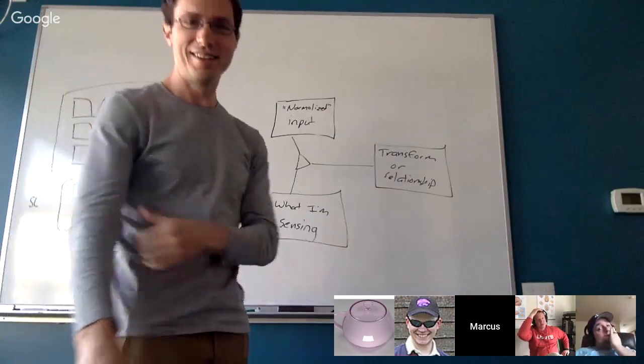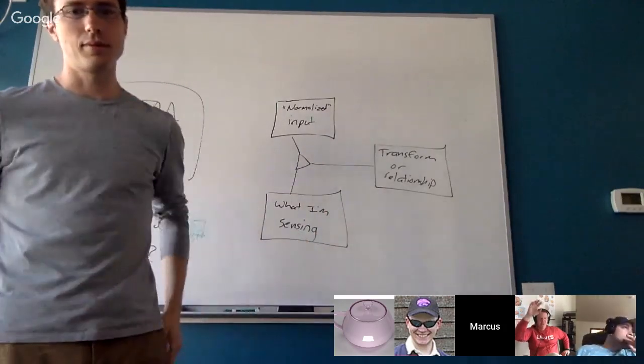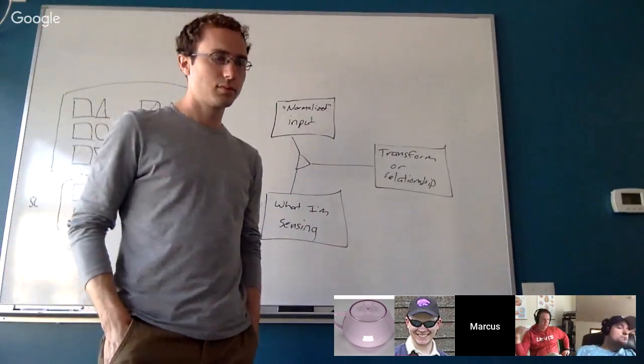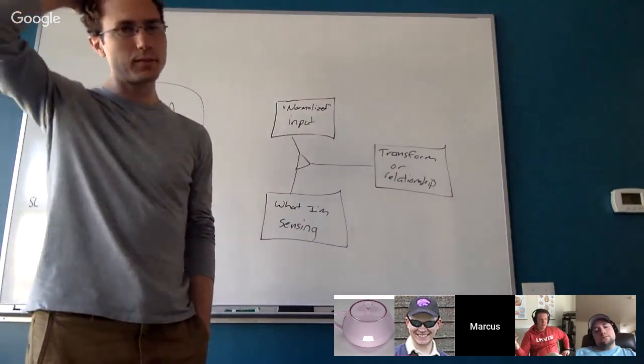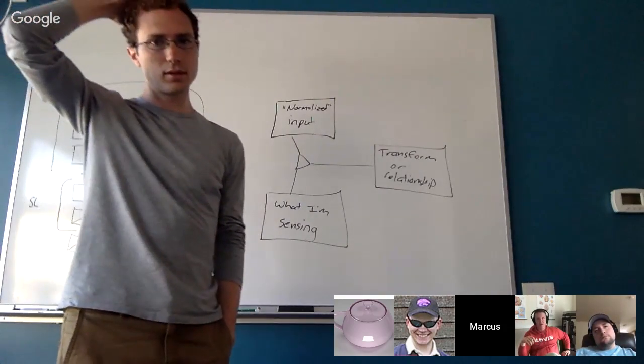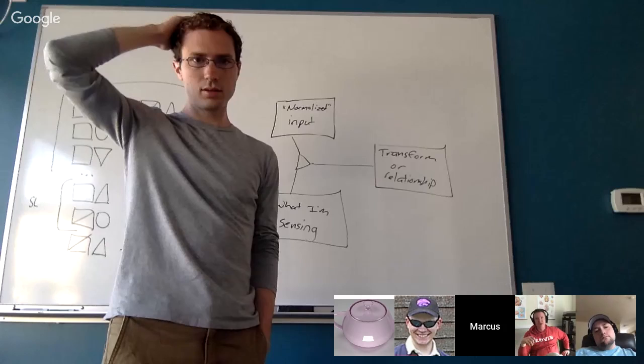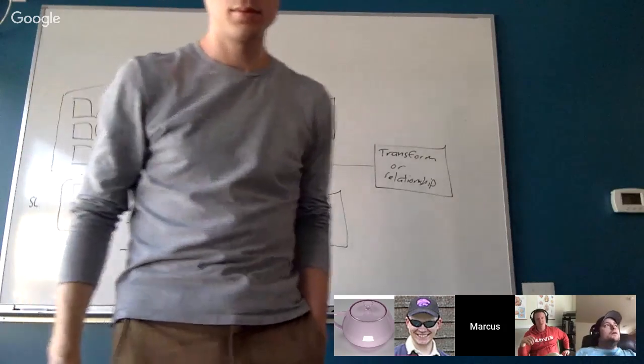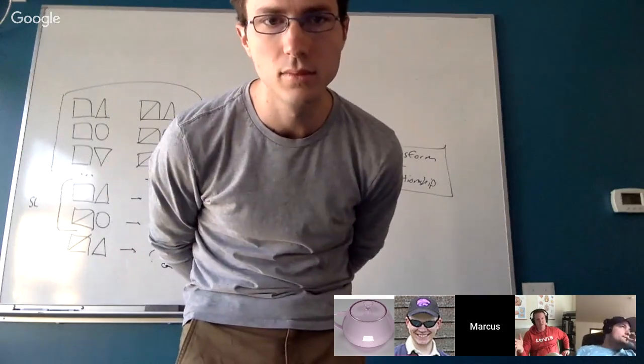Wait. So let me try and infer what you're trying to say. You're saying this transform may not always be just applied to location? Yeah. So that's why you may be able to perceive different objects in different contexts where they look completely different and recognize them as the same thing.